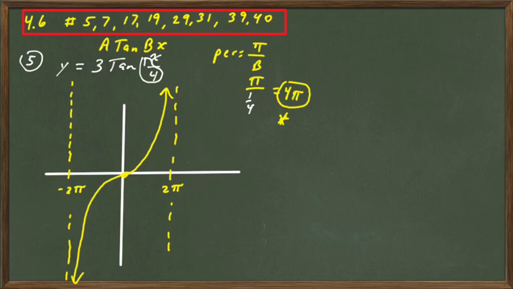Again, I'll be happy with one period. You don't need to give me 2. So again, for tangent, you find what the period is. You go half the period to the left, half the period to the right. Those would be your asymptotes.